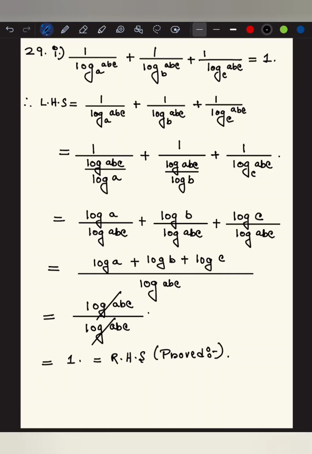Let's come to question number 29, subpart 1. Here we need to prove that 1 by log ABC base A plus 1 by log ABC base B plus 1 by log ABC base C is equal to 1, right? Similar sum. So we have taken the left hand side. Therefore, the left hand side is equal to 1 by log ABC base A plus 1 by log ABC base B plus 1 by log ABC base C. We have used the base changing formula. So this will be equal to 1 by log ABC by log A plus 1 by log ABC by log B plus 1 by log ABC by log C.